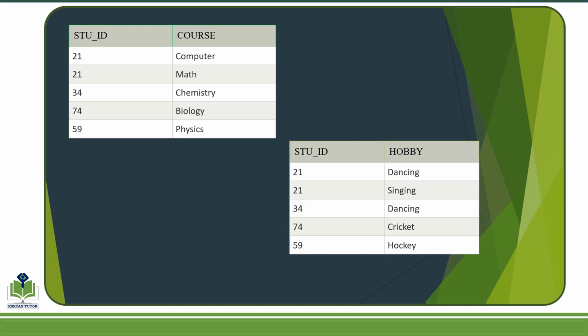So the very first table has student ID and course. The second table again has the student ID and hobby. So here the student ID and course is the first table, student ID and hobby is the second table. So the previous table is split into two different tables. Now the tables are in fourth normal form.